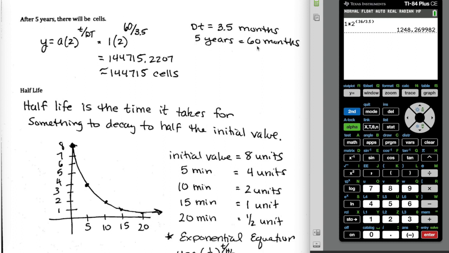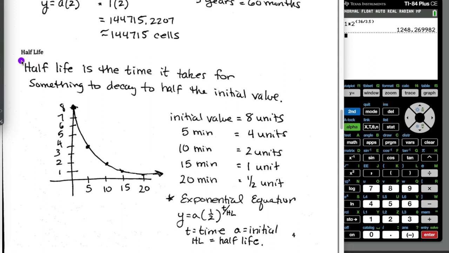5 years in terms of months is going to be 60 months. So I'm going to put 60 in here for time and go through that same process. And we'll find that there's 144,715 cells after we round it to the nearest whole number.